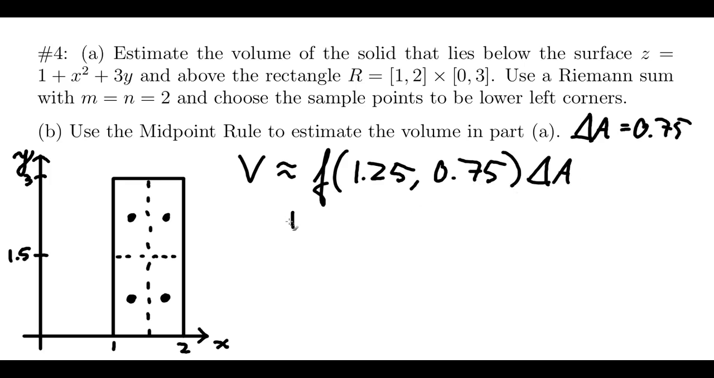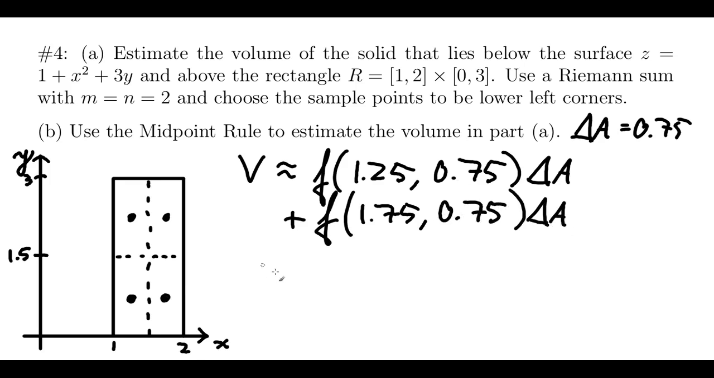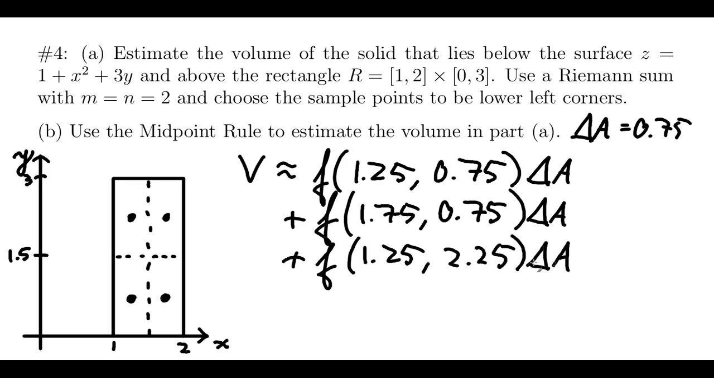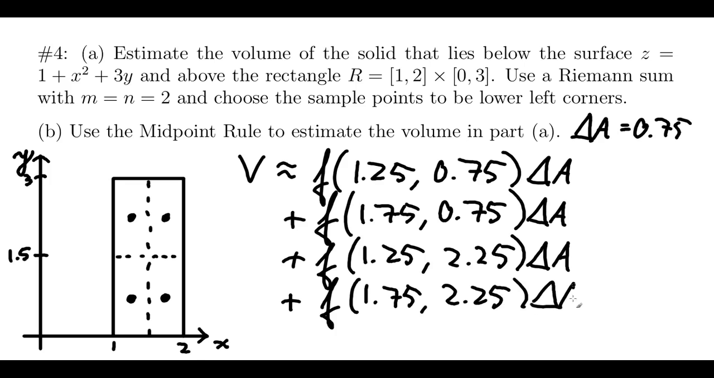This is taking up quite a bit of space. Let's try to make this a little bit more compact here. Let's see, then we would have 1.75 for this x value and 0.75 here, delta A, plus the function evaluated at, let's go back to the 1.25, and now we have 0.75 plus 1.5, I guess, 2.25. And finally, this upper right point right here would be at 1.75, 2.25.